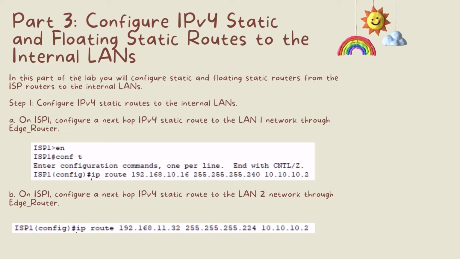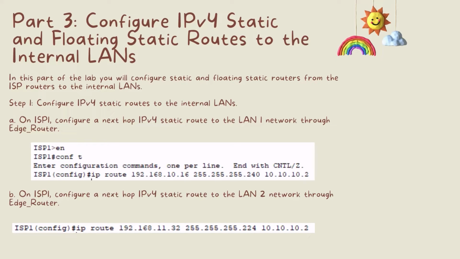Part 3, configure IPv4 static and floating static router to the internal LANs. In this part of the lab, you will configure the static and floating static router from the ISP router to the internal LANs. Step 1, configure IPv4 static router to the internal LANs. On ISP1, configure a next hop IPv4 static router to the LAN 1 network through the edge router.